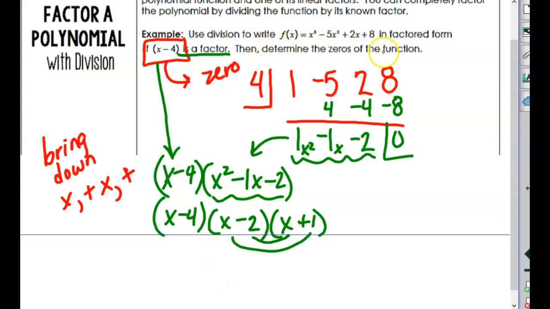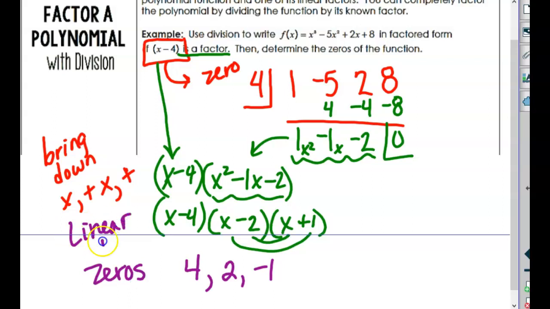So now determine the zeros of this function. What are all of the zeros of this function now that we have it fully factored? 4, 2, and -1. So these are called linear factors because they are all down to just an x, and these are the zeros. So if I were to look at the graph, what can you tell me about this graph? Should have x-intercepts at all these places, right? Okay. And only at those places, since those are all the factors. All right.